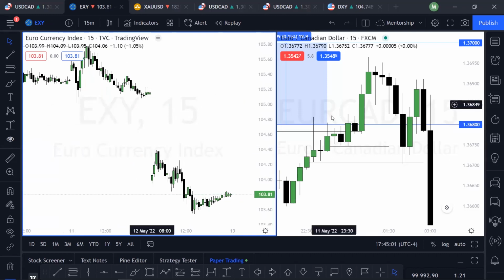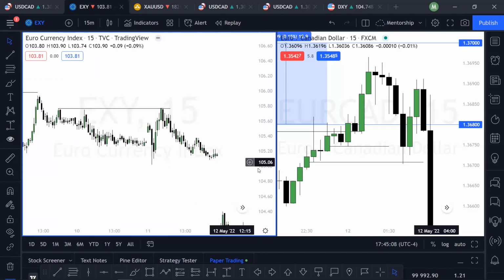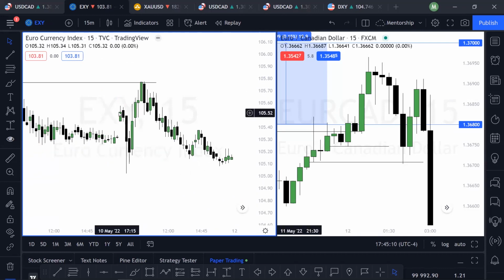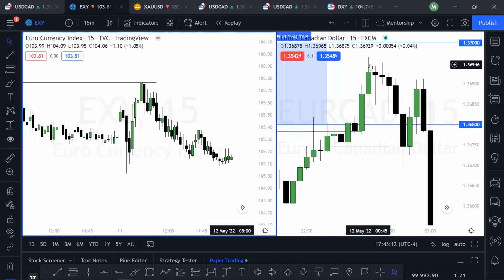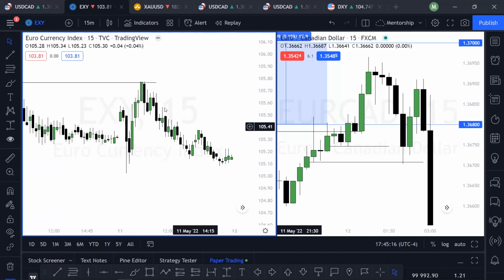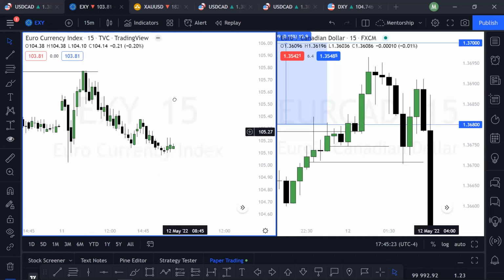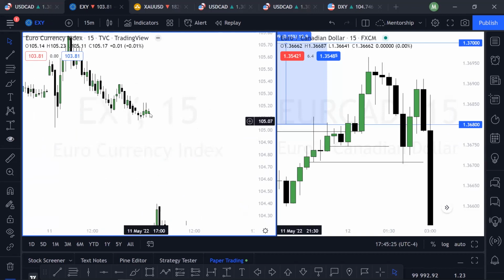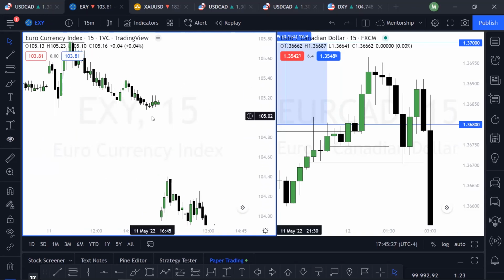When was that? Now, this was May 11th. Let's look at May 11th. Now, we want to get this price level here. Okay, we want to get this time here. But at around that time, the index is not active.